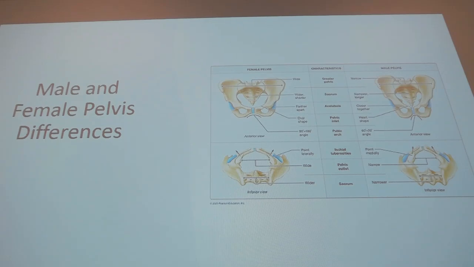Another thing that is not shown in there is that the male pelvis is denser. It has stronger markings, stronger bones than the females, and it's heavier than the female pelvis.